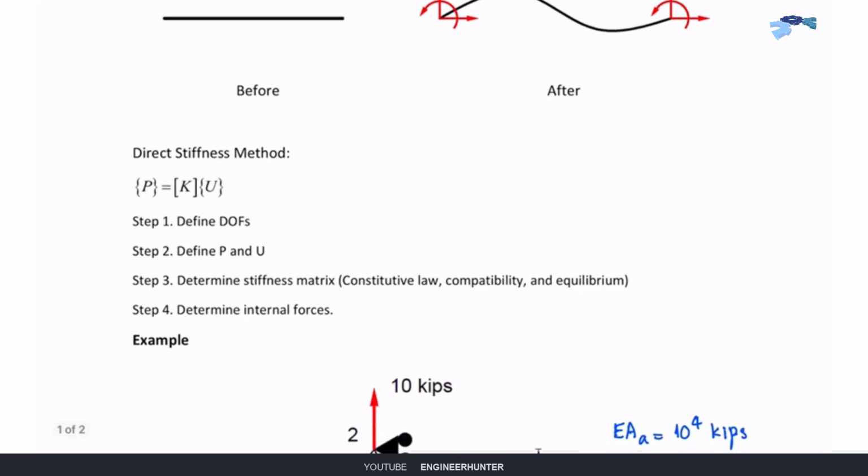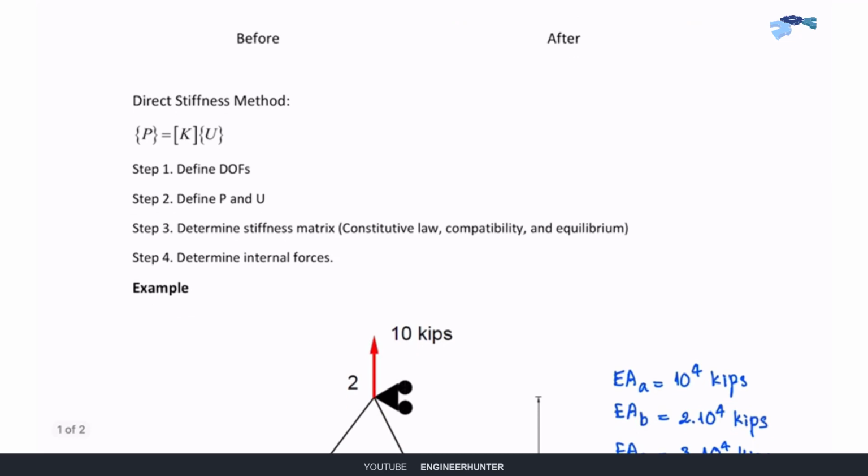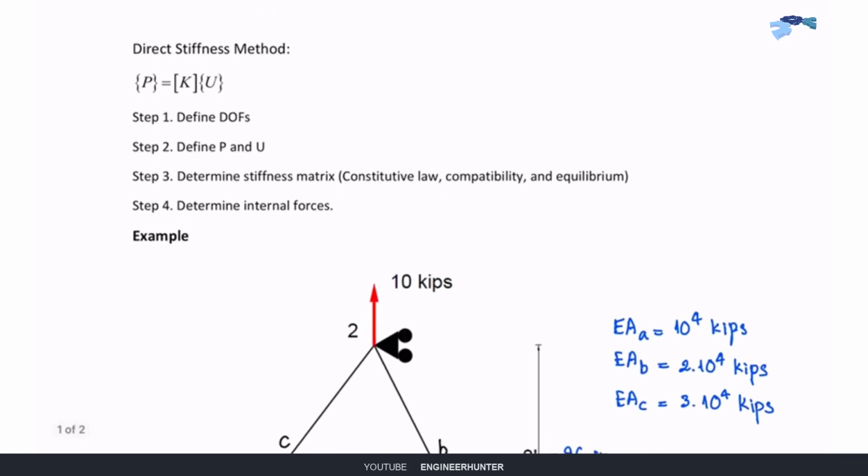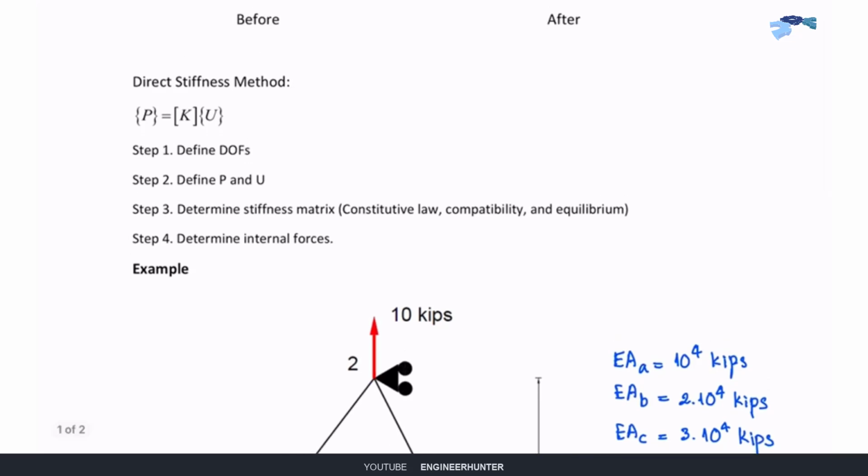So the next is the direct stiffness method. You can look at the formula here. The P is the external force vector, and the U vector here is the deformation vector, or the vector that collects the displacement at the degrees of freedom. To do the structural analysis by using the direct stiffness method, you can follow the steps here.